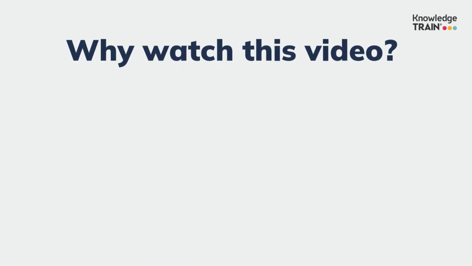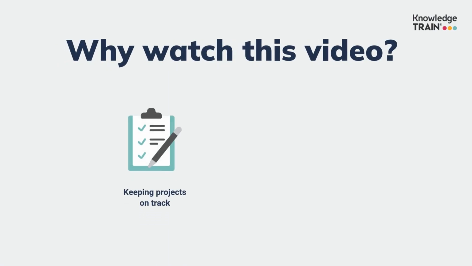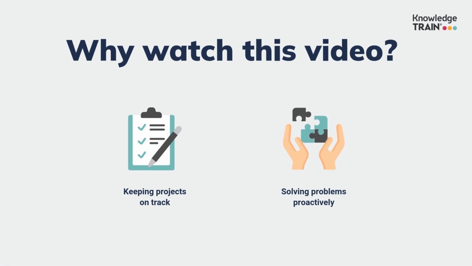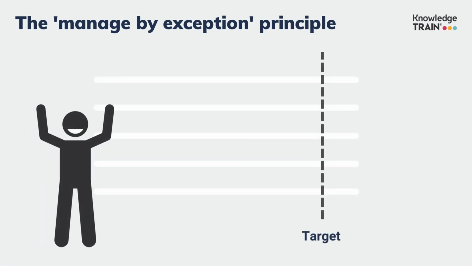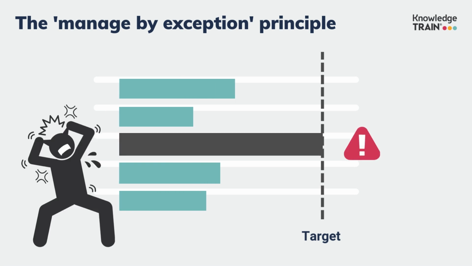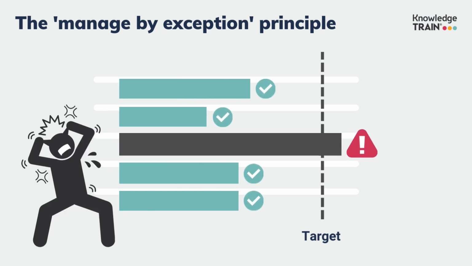By watching this video, you'll learn to keep your projects on track and solve problems proactively. These skills are crucial for both beginners and experienced project managers. At the heart of exception management is the manage by exception principle. This approach sets clear boundaries for project aspects like time, cost, and scope. It allows your team to work independently within these limits, only escalating issues when they go beyond the agreed ranges.